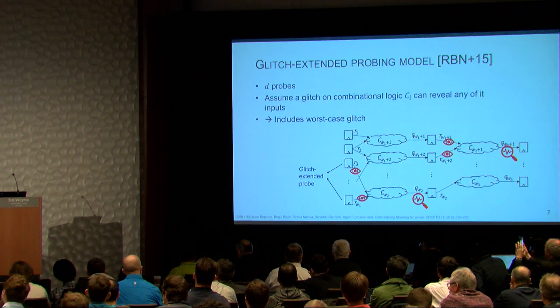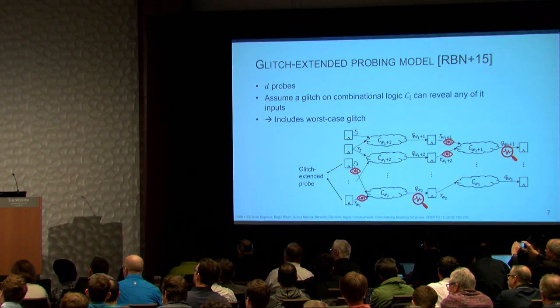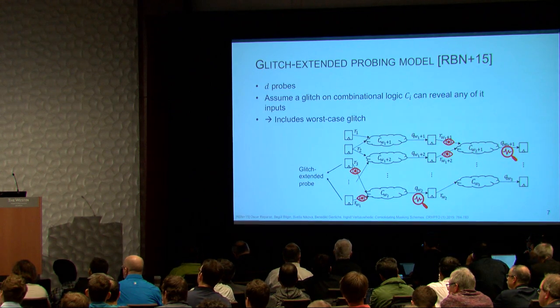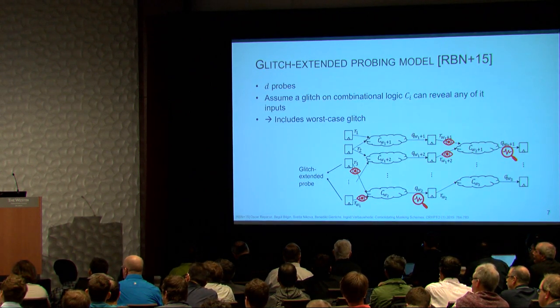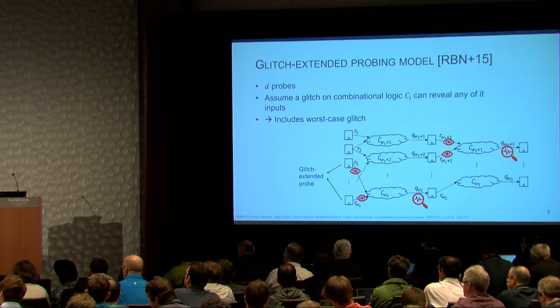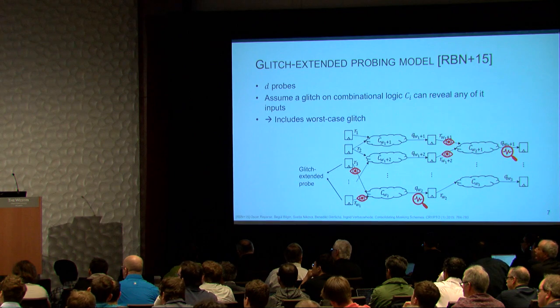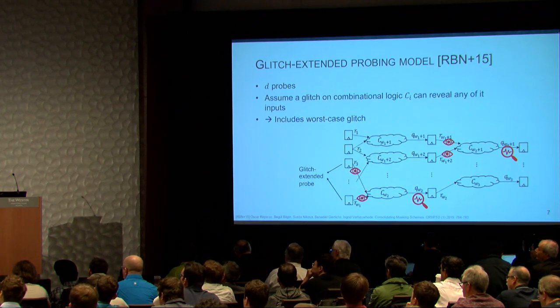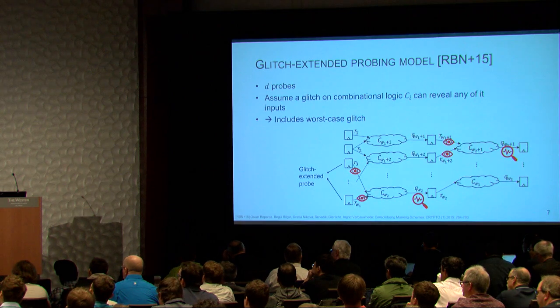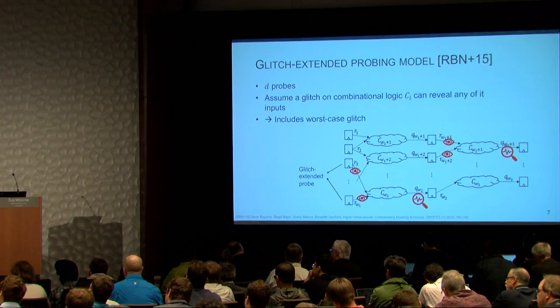So now we have the D-probing model, but we assume that when the adversary probes a wire, let's say he probes this wire, then he could get more information because of glitches happening in this combinational logic. And to make sure that we account for the worst possible glitch that could happen, we're going to assume that the adversary sees all of these wires going into the cloud. Similarly, if he probes this wire, then he also sees these wires. We call them the glitch extended probe. So the glitch extended probe consists of all the stable wires that are required to calculate the normal probe. And by assuming that the adversary has this information, we can assume also the worst possible glitch can happen.